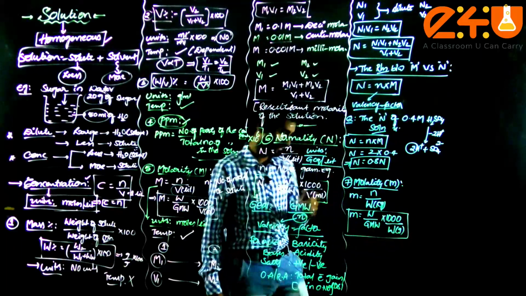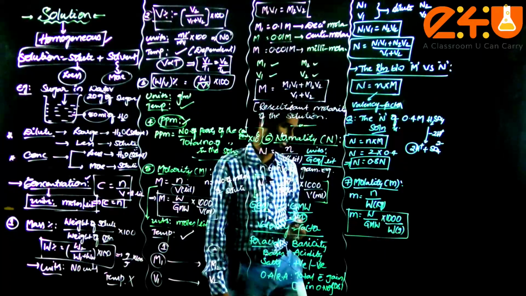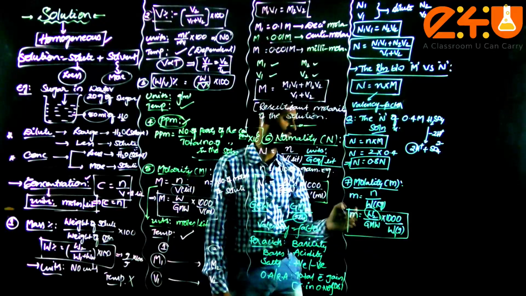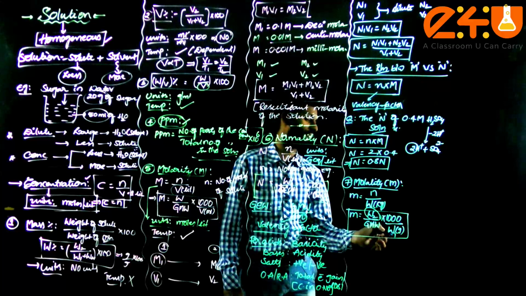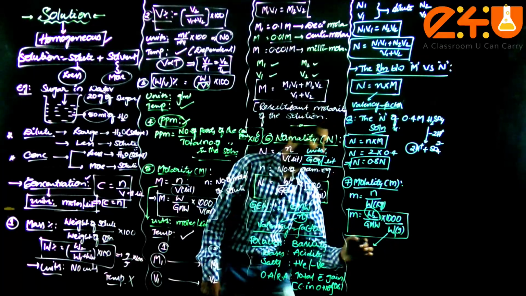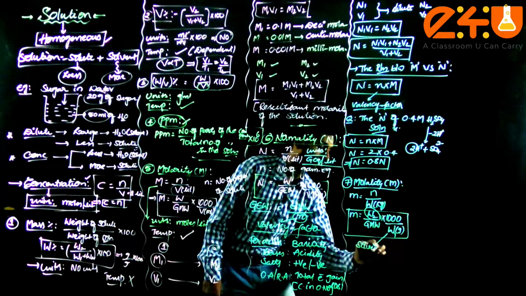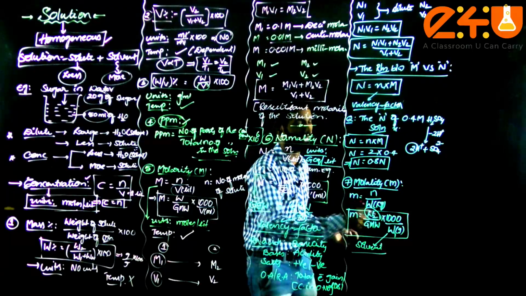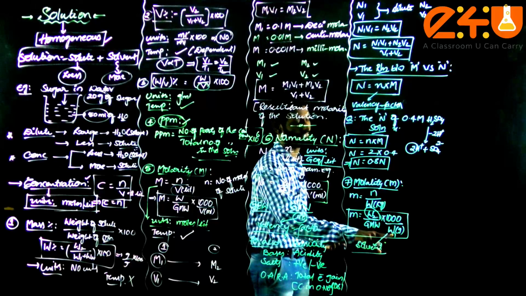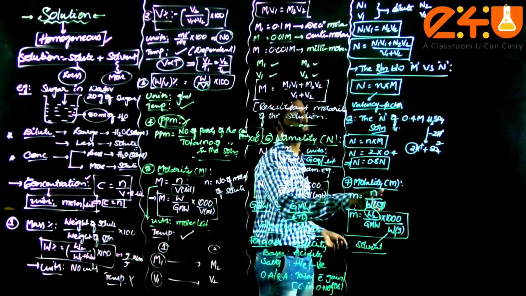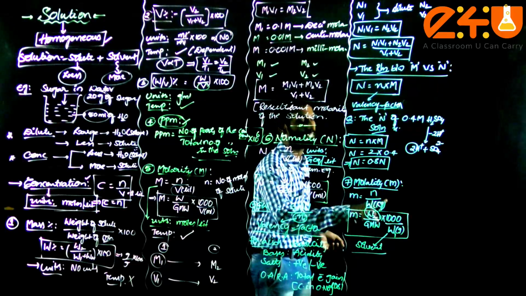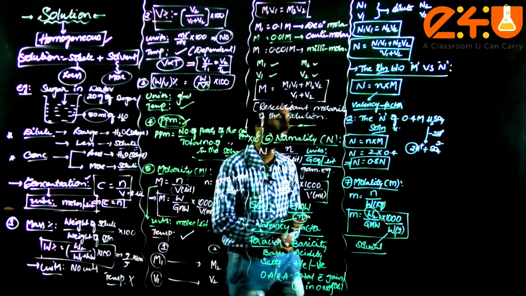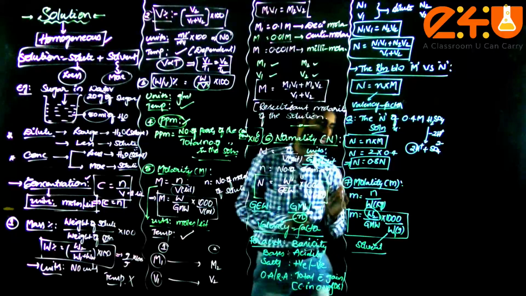According to our NCERT textbook, I can write W2 divided by W1 in grams. W2 indicates the weight of the solute, and W1 indicates the weight of the solvent. Please be careful with these parameters W1 and W2. This is solute and this is solvent. According to the definition, the number of moles of the solute dissolved in 1000 grams or 1 kg of the solvent, but not the solution, is known as molality.